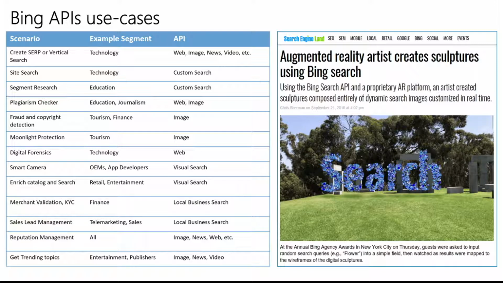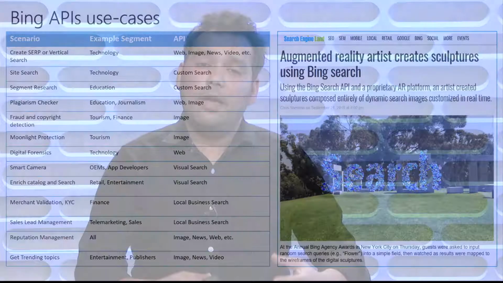recently over the last few weeks, one particular article that came in Search Engine Land really caught my attention, where an augmented reality artist using Bing web search API capabilities and image search API capabilities is creating sculptures using Bing search. So this is one of the scenario we don't even know that somebody can use our API in this type of context. So we were really amazed to see how people are thinking, how developers, customers, partners around the world are thinking of enabling many different scenarios using these powerful Bing AI capabilities. So feel free to check out our APIs.